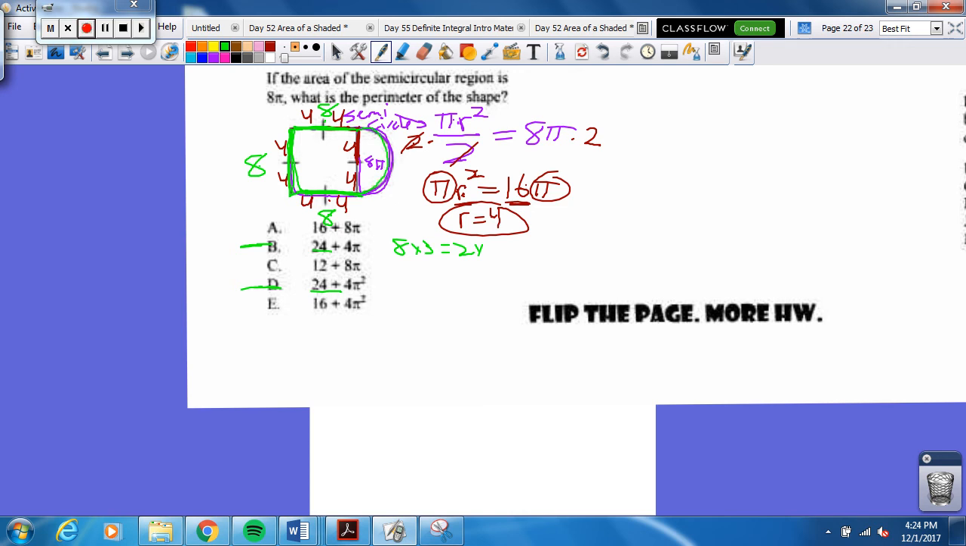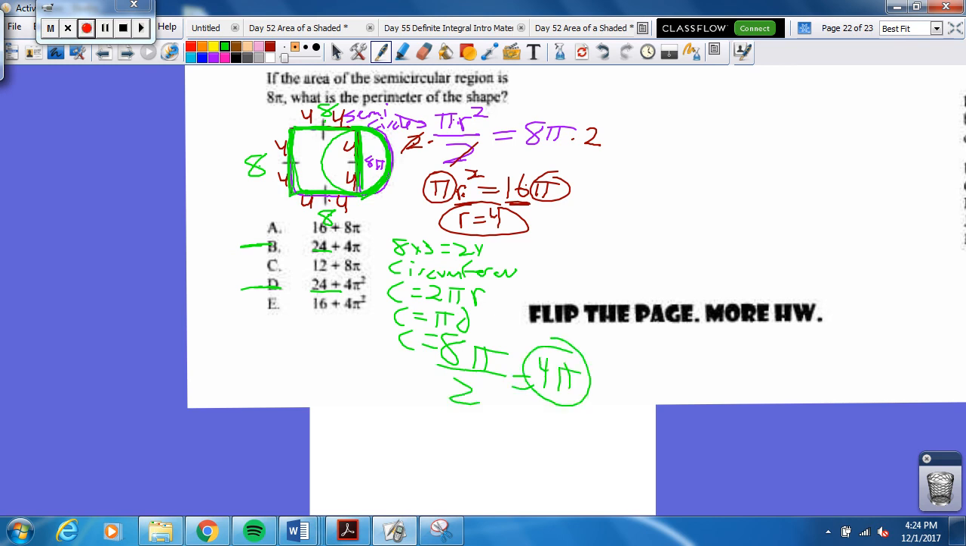All I need to do is find this perimeter right there, and that looks like the circumference cut in half, doesn't it? So the circumference part is 2 pi r, or pi times diameter. The diameter here is 8, isn't it? So it's 8 pi, the whole circumference. That's of a whole circle, that's if it extended here. But it doesn't, it just has half. So I'm going to divide that by 2, and it's 4 pi.